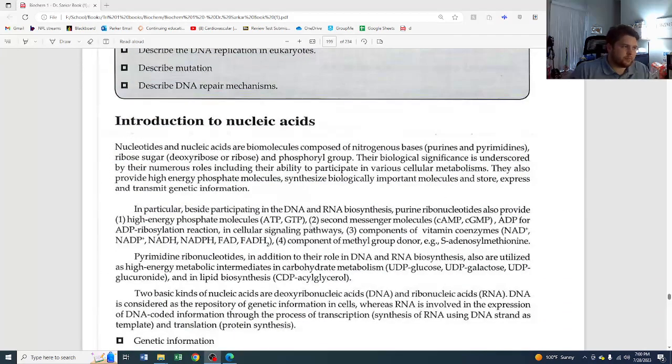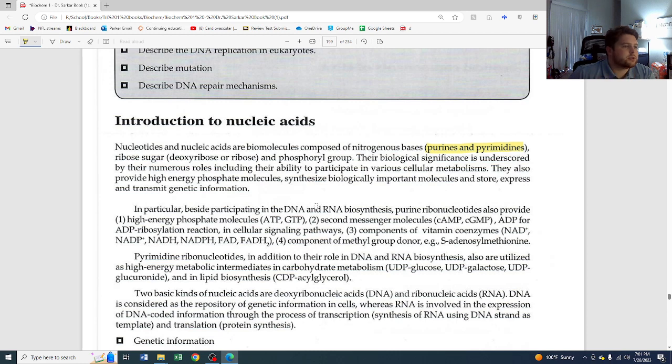So, introduction. Nucleotides and nucleic acids are biomolecules composed of nitrogenous bases, also known as purines and pyrimidines. Remember those two words, those will come back up a little bit later. Ribose sugar, deoxyribose or ribose, deoxyribose in DNA, ribose in RNA, and phosphoryl group.